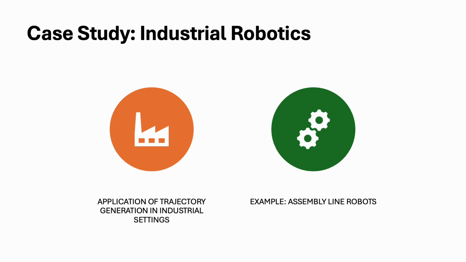The case study is industrial robotics. We have discussed the applications of trajectory generation in individual settings earlier, in terms of welding or picking things up and putting them at another spot from point A to point B. The example here is assembly line robots in a car manufacturing facility or some other manufacturing facility where robotics are used. These are some examples of industrial robotics.